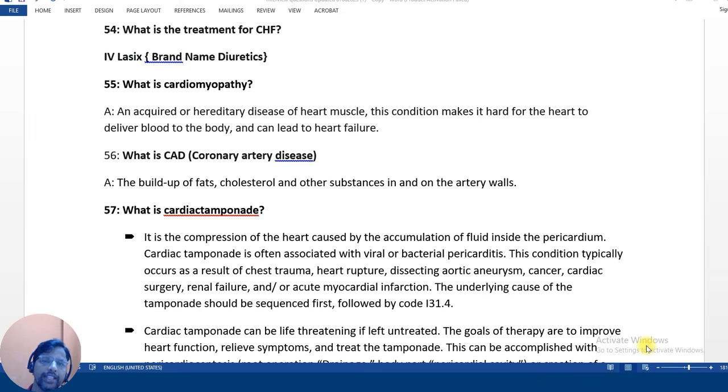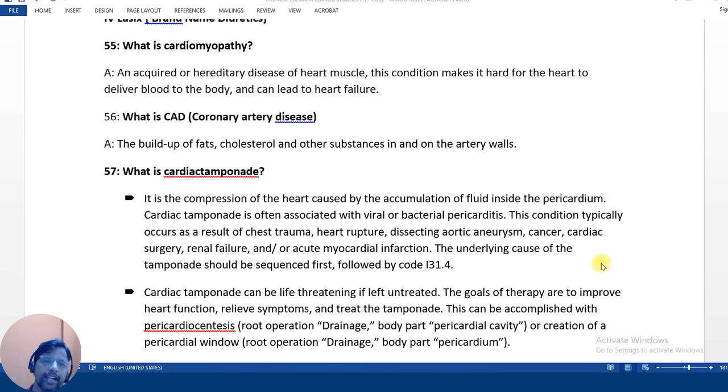What is cardiomyopathy? An acquired or hereditary disease of heart muscle. This condition makes it hard for the heart to deliver blood to the body and can lead to heart failure. Here, pathy means disease, myo means muscle, cardio means heart. So cardiomyopathy is related to heart muscle. Because of this muscle condition, the heart is unable to deliver blood to the body. Okay. So what is CAD?